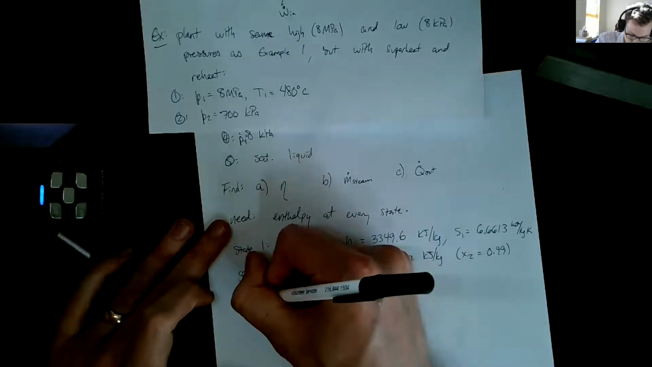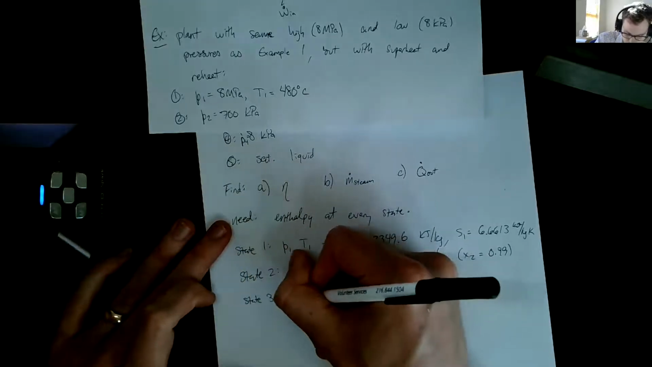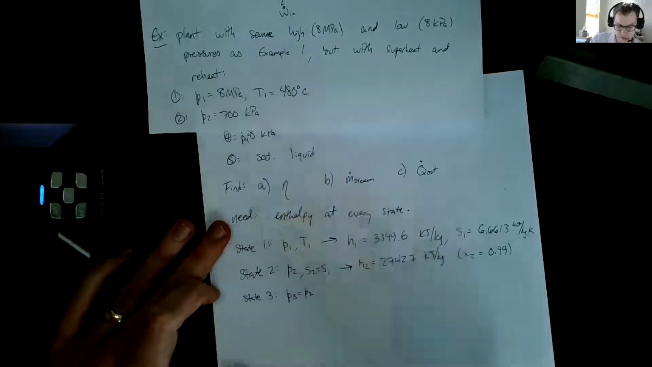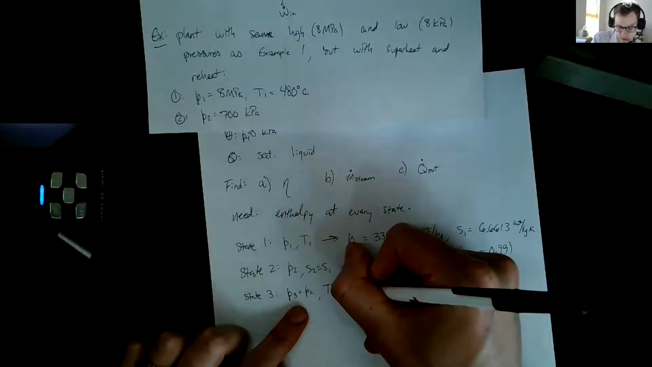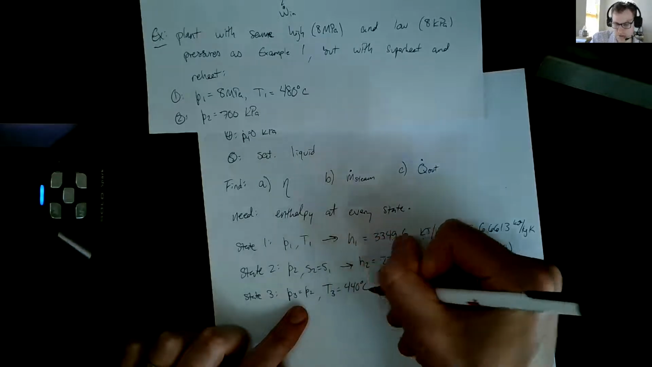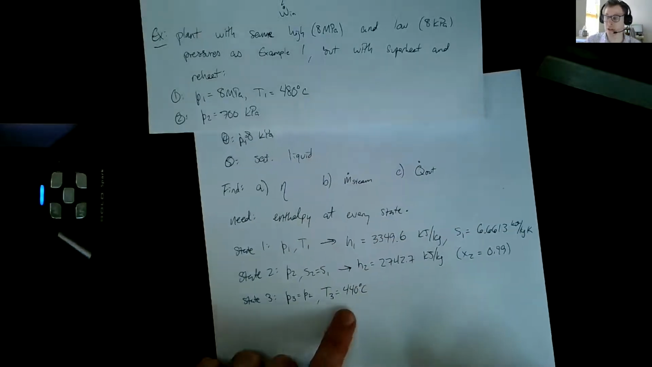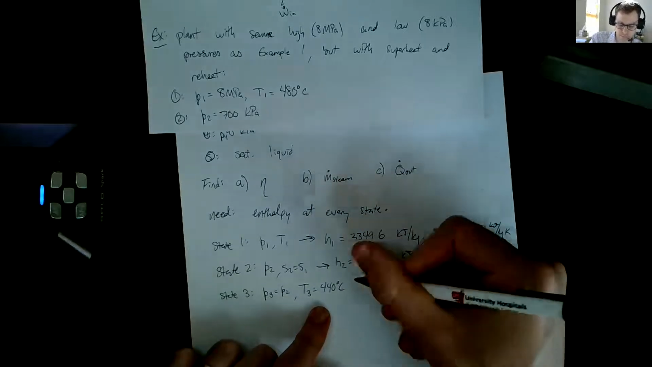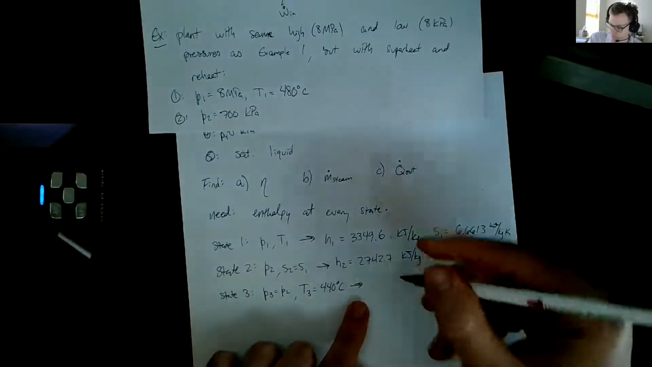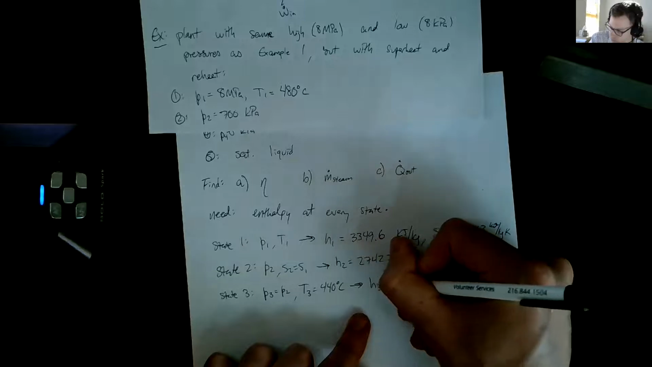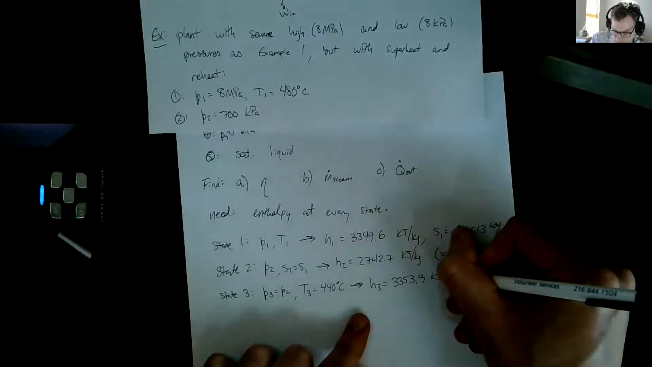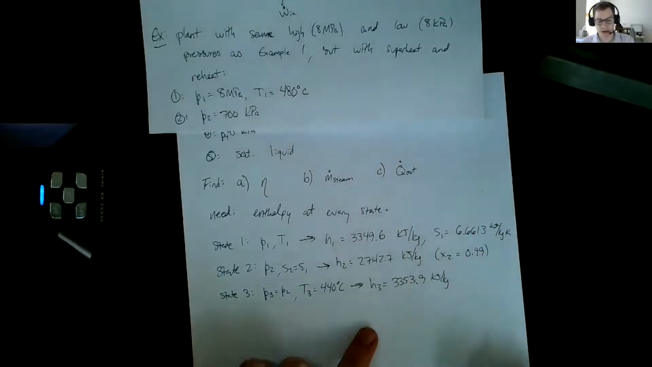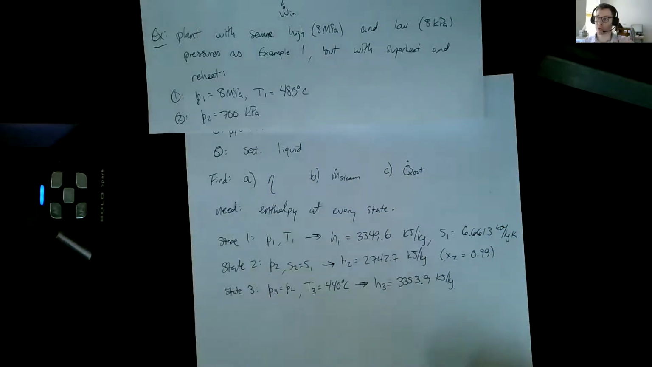State 3. The heating occurs at constant pressure. So P3 equals P2, which I have. And I'm told T3 is 440 Celsius. So again, I have pressure and I have temperature. I have two properties, and so I can pin the state. H3 is 3353.9 kilojoules per kilogram. To get from 3 to 4, I'm going to go through another turbine.